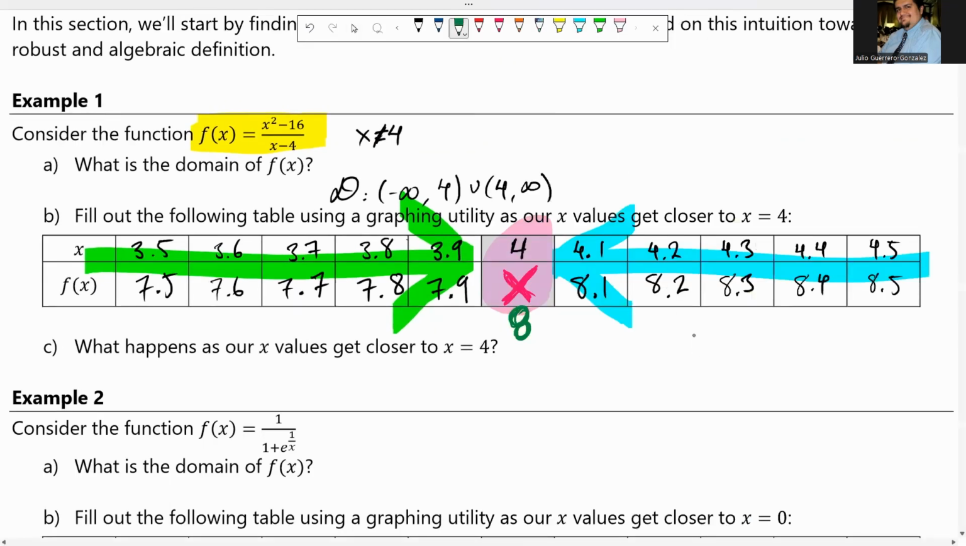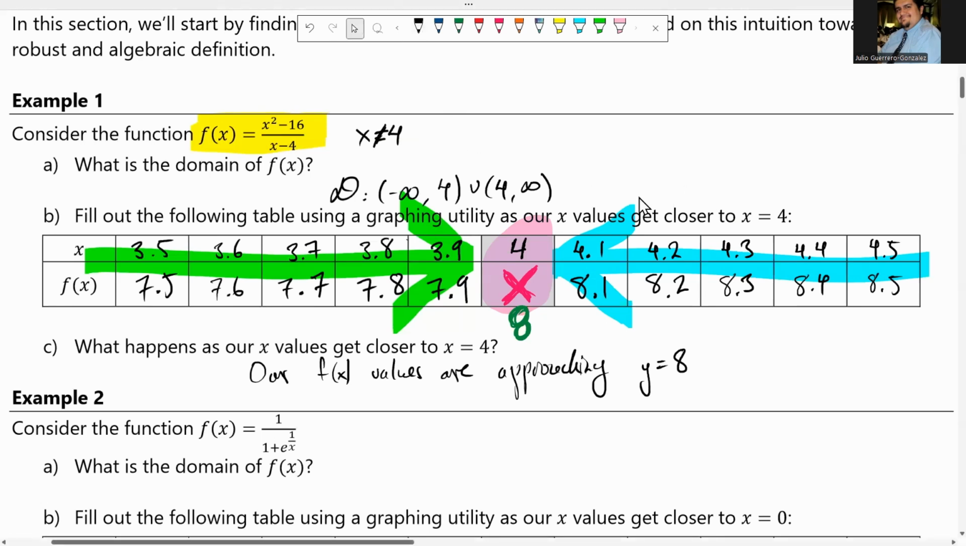So what we're saying here is what's happening as our x values get closer to 4. We're saying our f of x values are approaching y equal 8. We are saying here that as our x values approach a specific value 4, our y values are approaching a specific value 8, even though 4 cannot be plugged into our function. Okay? All right, we're getting somewhere.